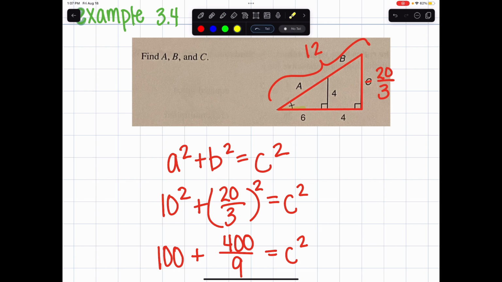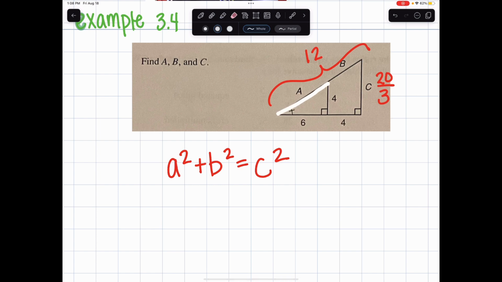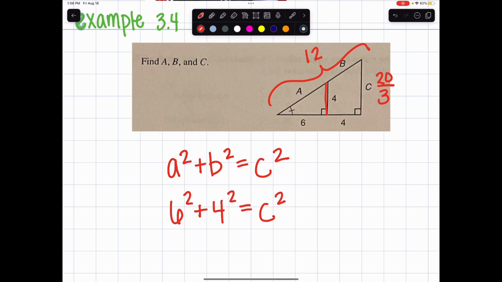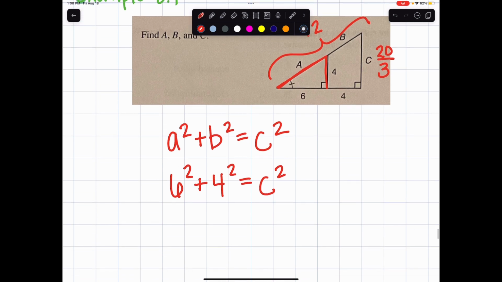Check this out. We know this side of the small triangle. We know this side of the small triangle. So we can figure out A using the Pythagorean theorem. So let's do that, but only looking at the small triangle. A squared is going to be 6 squared. B squared is going to be 4 squared. And that's going to be equal to C squared, which is actually A squared. It gets confusing when the letters are the same as the Pythagorean theorem.